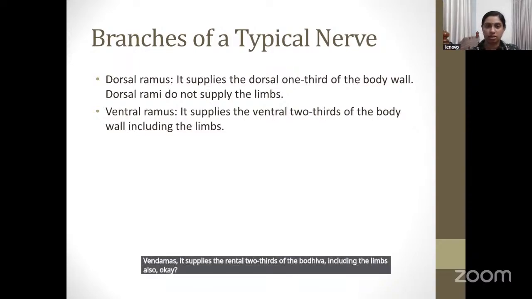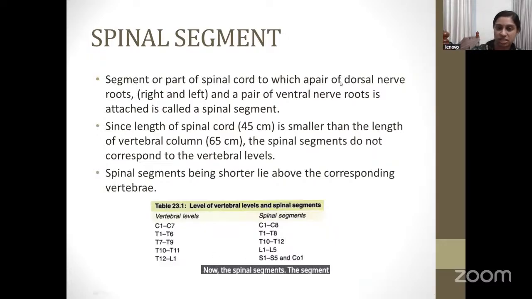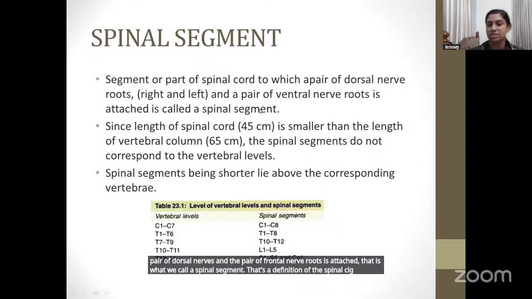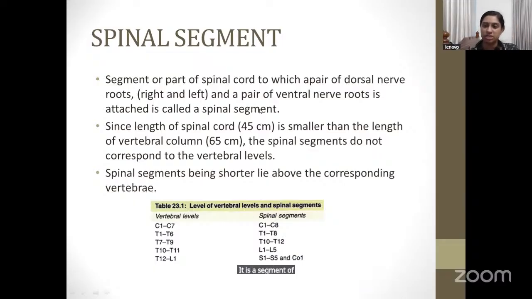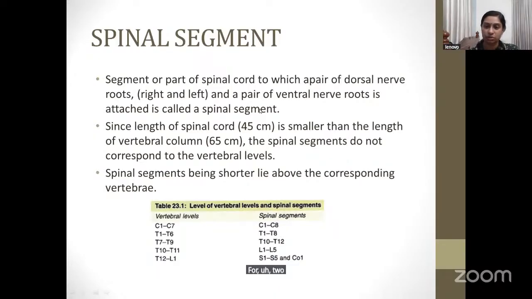Okay. Now, the spinal segment: the part of the spinal cord to which the pair of dorsal nerve roots and the pair of ventral nerve roots is attached, that is what we call a spinal segment. That's the definition of the spinal segment. In simple words, it is a segment of spinal cord containing a single pair of spinal nerves, that is the ventral and dorsal roots, on both sides.